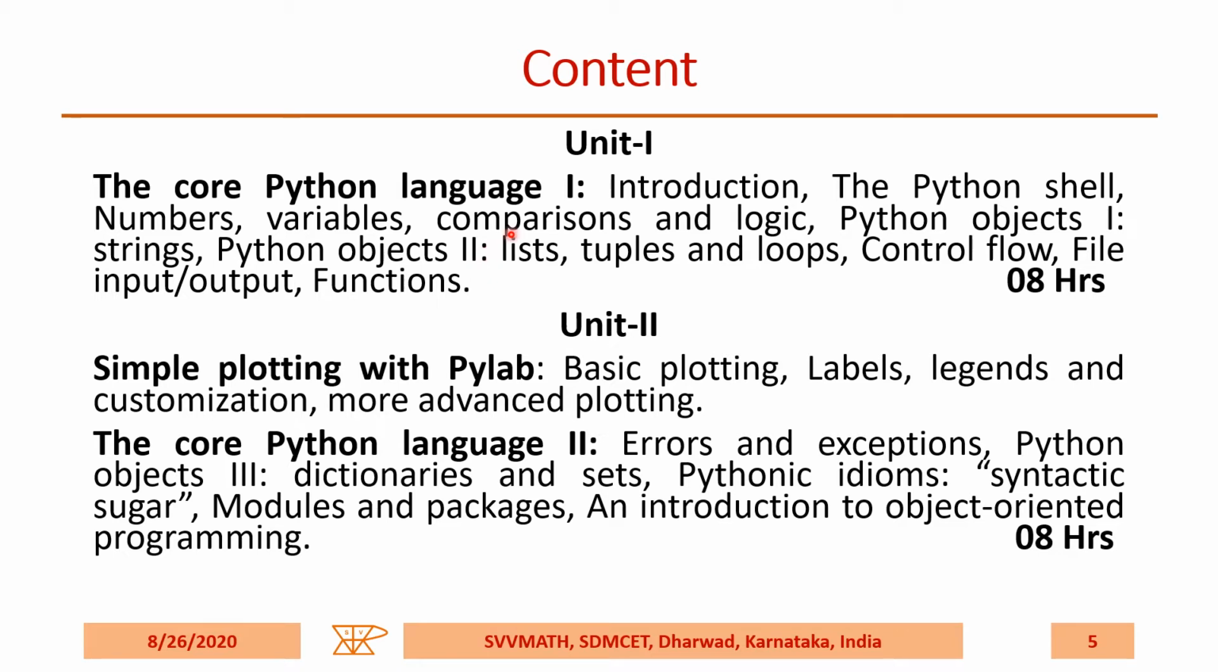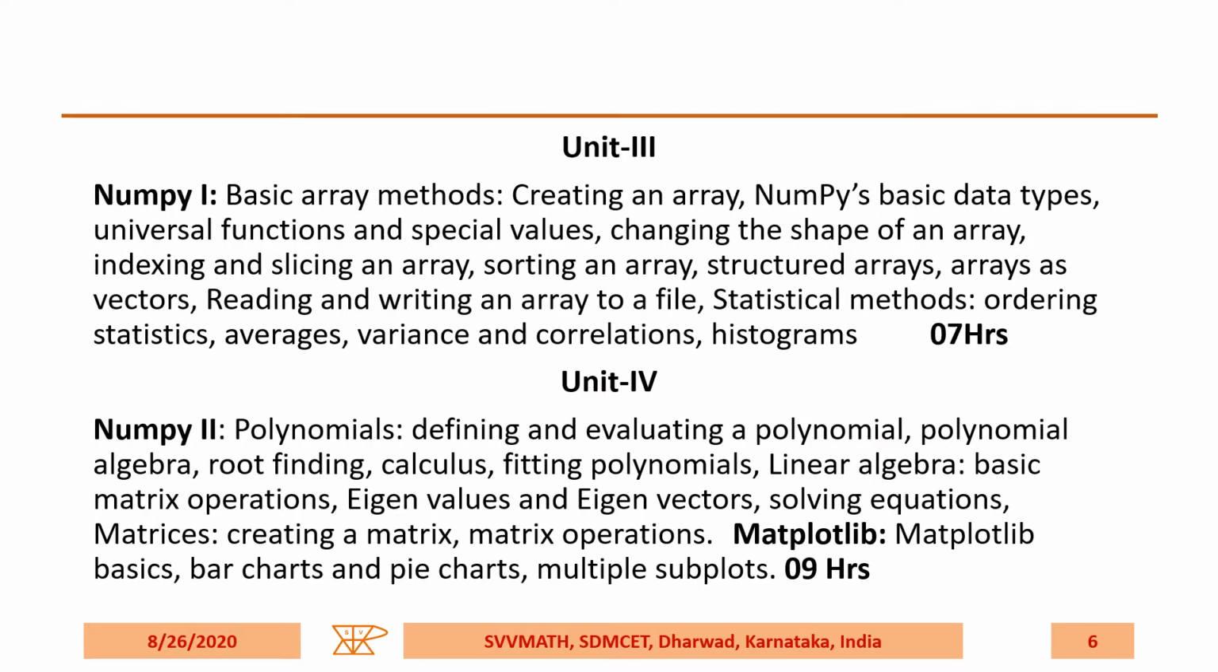The content, the syllabus: we have Unit 1, the core Python language, 8 hours, and Unit 2, simple plotting with Pylab, and the core Python language 2. These are the chapters we have. Total 8 hours is allocated for Unit 2. Unit 3 we have NumPy 1, 7 hours allocated for this, and Unit 4 NumPy 2. There we have matplotlib also. The total hours allocated for Unit 4 is 9 hours.